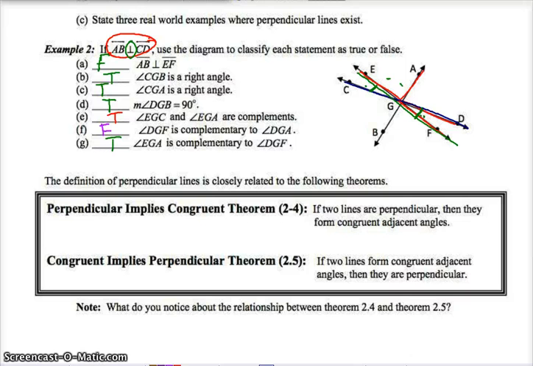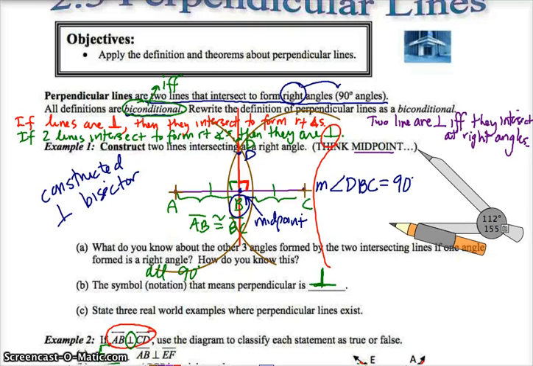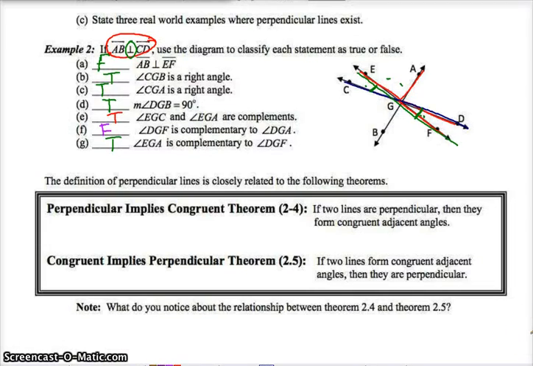Okay, so far we have the definition of perpendicular lines. The definition says that if two lines intersect at 90 degrees, then they are perpendicular. Or if two lines are perpendicular, then they must intersect at 90 degrees. So it's either direction. Here, 2.4 is slightly different.